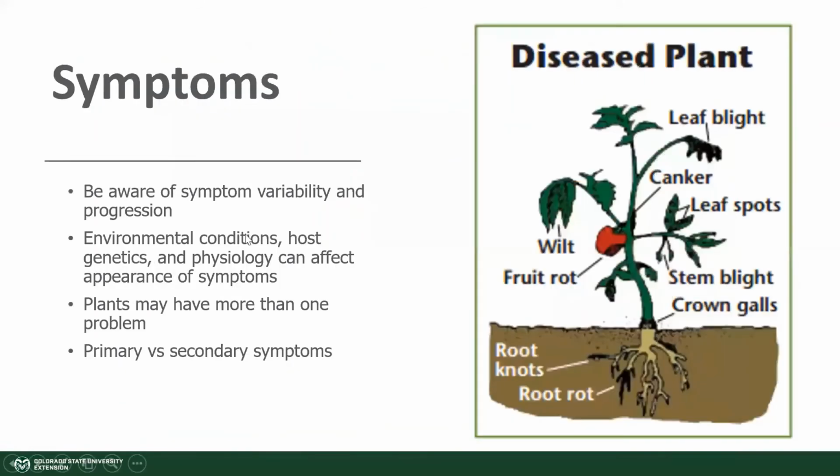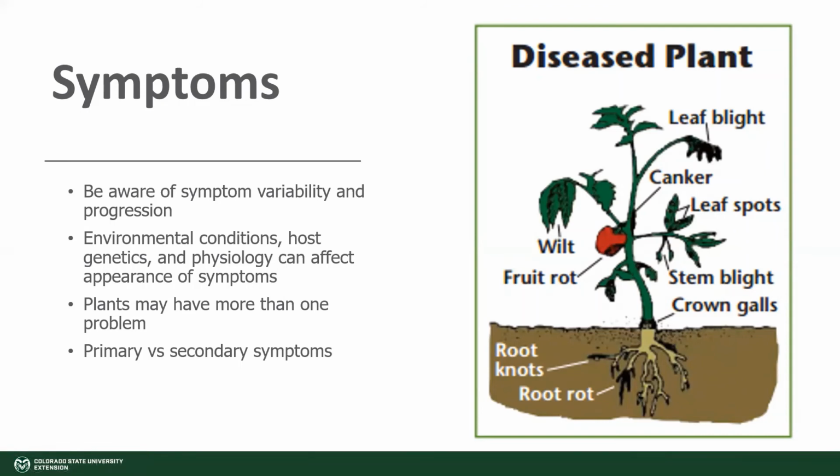Please be aware that the symptom varies, and there is what we call symptom progression. It could start, for example, on the leaf and then move vascularly, or it could start on the roots and move outward. So you need to consider that when you are looking. And please be also aware that environmental conditions, host genetics, and the physiology can affect the appearance of symptoms. So you could have the same type of symptom in two different plants looking very different because of the host genetics or the environmental conditions.